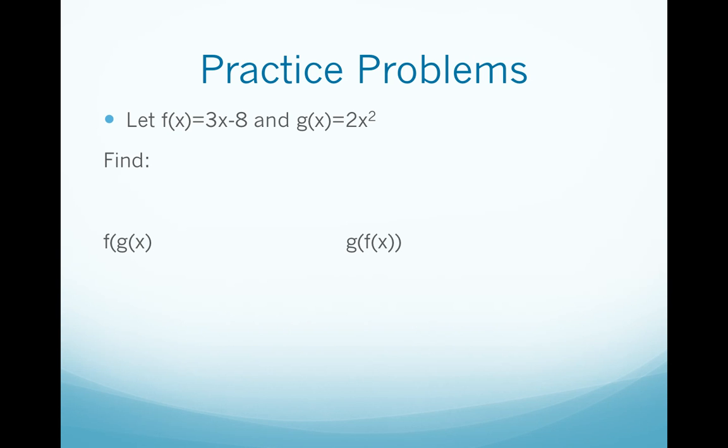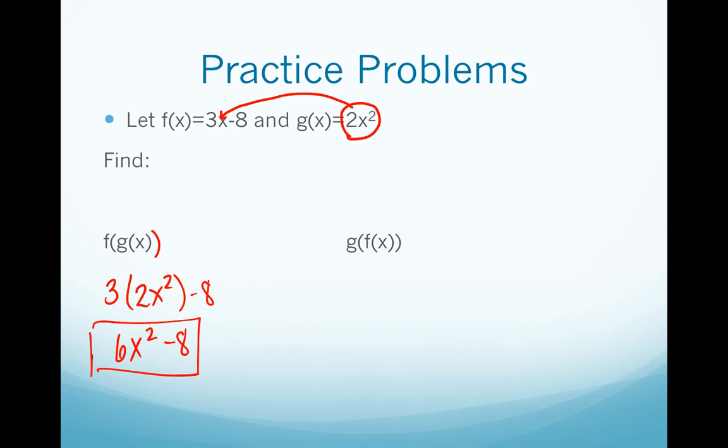We can also, and this should have a set of parentheses, substitute an entire function into another one. So here, g is inside of f. So we're going to take g and put it inside of f for the x. So f of x is 3x minus 8, but instead of the x, we replace it with 2x squared minus 8. And then we simplify. So 3 times 2x squared, that's 6x squared minus 8. That's our composed function.